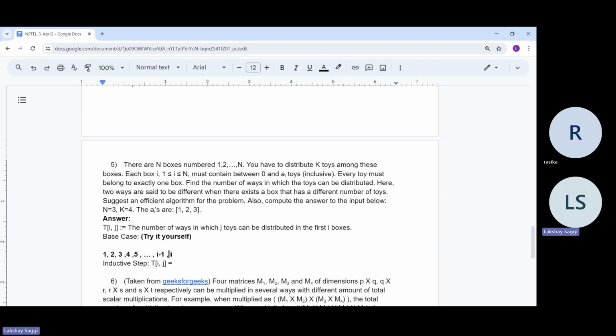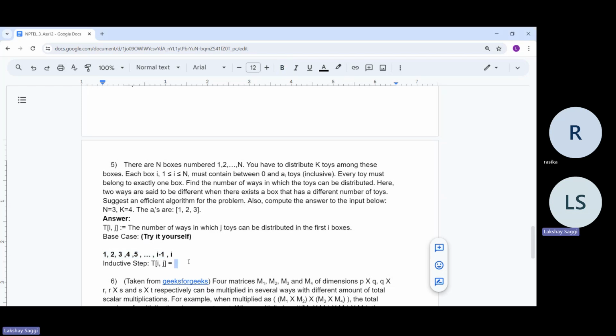So if the ith box has only 2 toys inside it, then the problem reduces: we have to place the total number of toys as j. Then the remaining i minus 1 boxes will have to have something like j minus 2 toys. Similarly, if the ith box only has one toy, then the first i minus 1 boxes will have j minus 1 toys. If the ith box has 0 toys, then these boxes will have j toys. Similarly, if this has 3 toys, this will have j minus 3 toys, and so on.